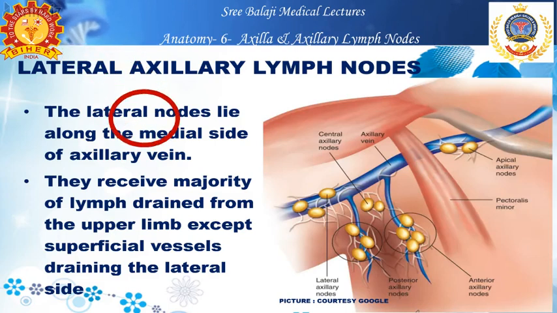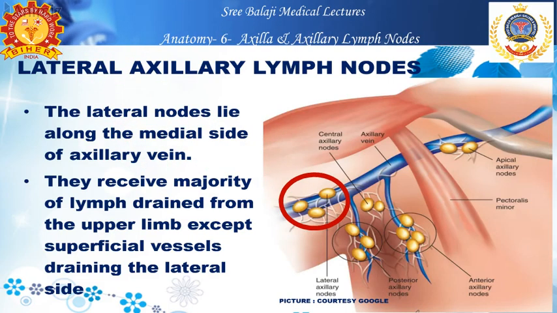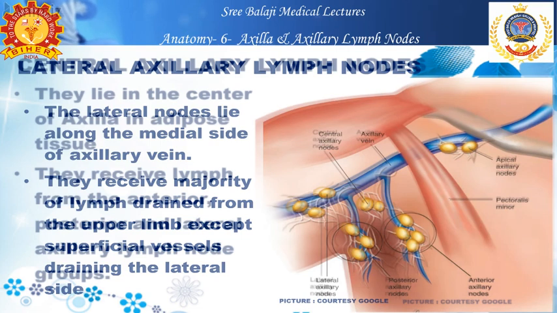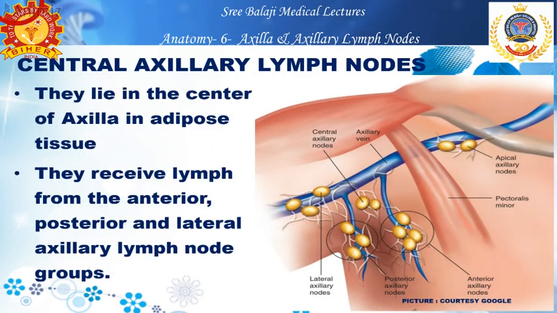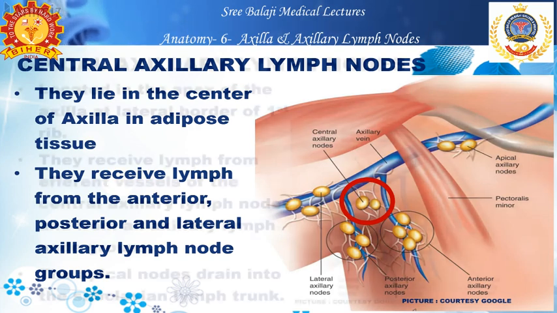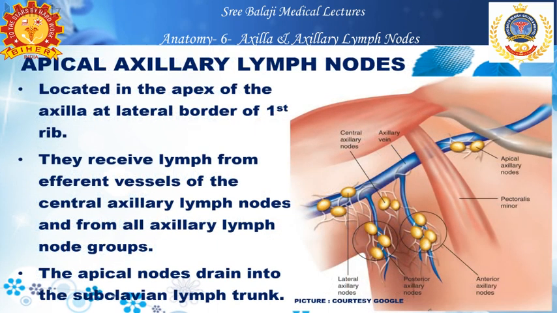The lateral axillary group of lymph nodes lie along the medial side of the axillary vein. They receive the majority of lymph drained from the upper limb, except the superficial vessels draining the lateral side of the arm. The central axillary lymph nodes lie in the center of the axilla in adipose tissue. They receive lymph from the anterior, posterior, and lateral axillary lymph node groups. These finally drain into the apical axillary lymph nodes.